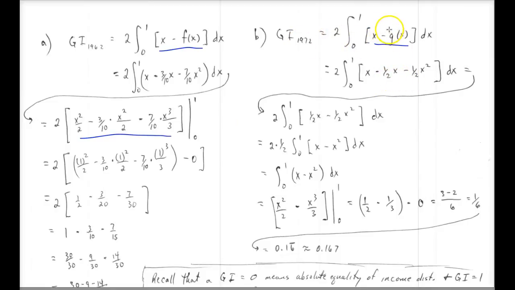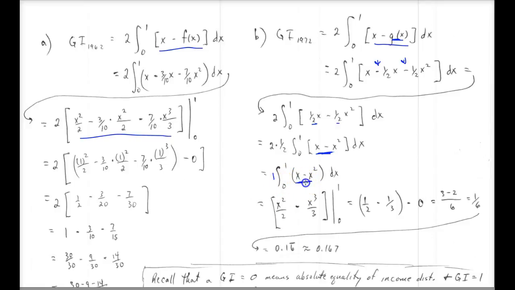And of course, if we do it again for 1972, when we put in our function here for g of x, we have to distribute the negative to both terms there. And then from that point, I factored out a 1/2 so that my integration would be a little easier to deal with. And of course, 2 times 1/2 is just 1, and 1 times anything is just that anything.